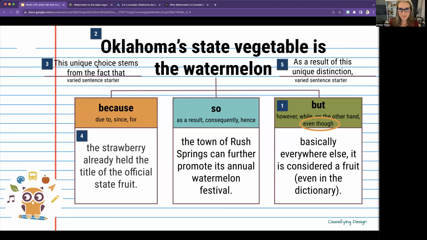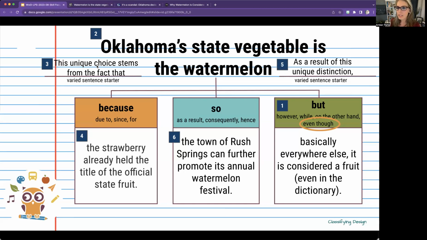Okay, so let's keep going. We're going to come here and down here. So that obviously leaves the so or the result sentence or part information to share. And so you can see the other varied sentence starter pulls directly from the transitional word, the choices, right? As a result, of this unique distinction, oh, we've got unique twice.